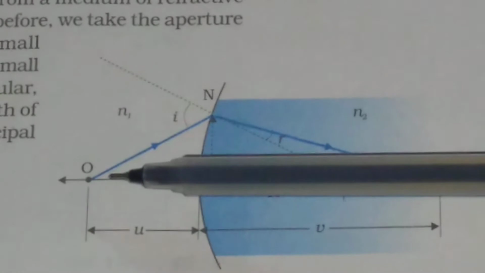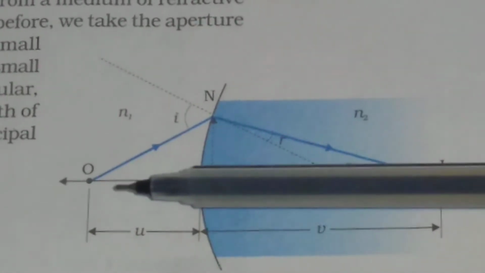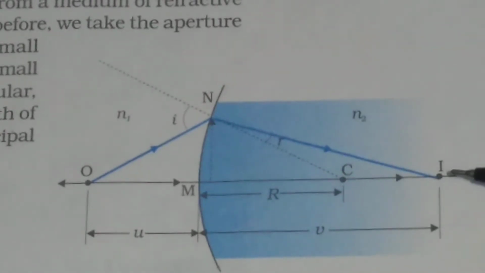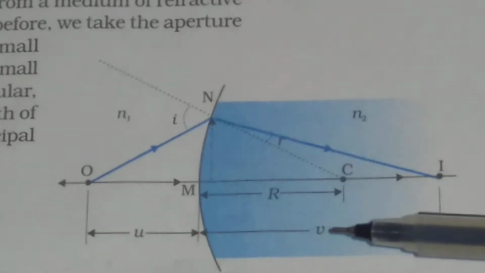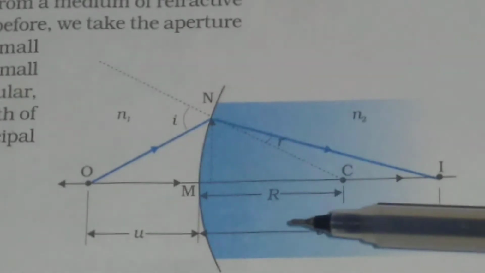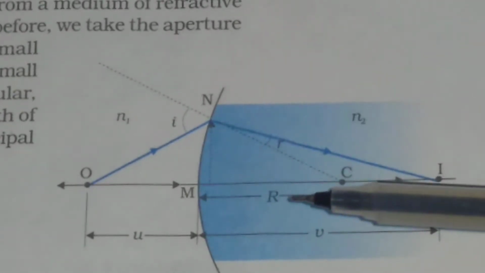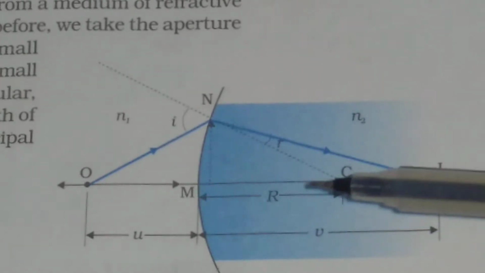Here MO is called the object distance. So MO is equal to minus u. And MI is called the image distance, and it is represented by plus v. And the radius of curvature is MC. From M to C, it is called the radius of curvature, written as R. That is plus R.